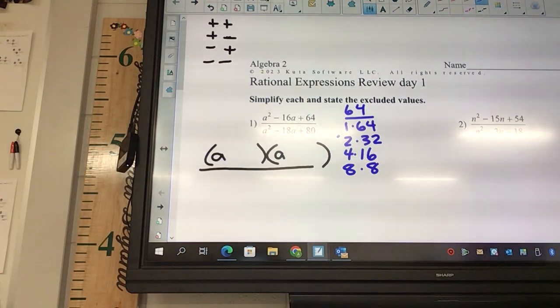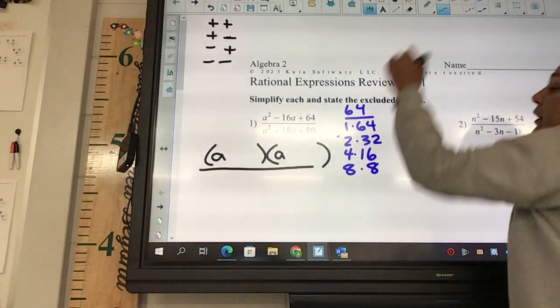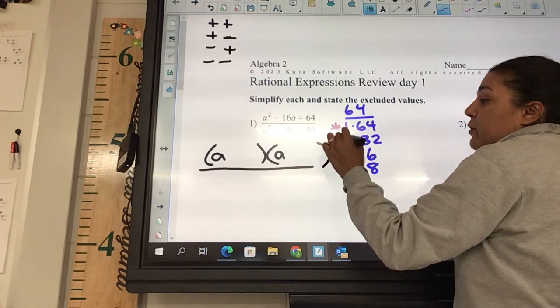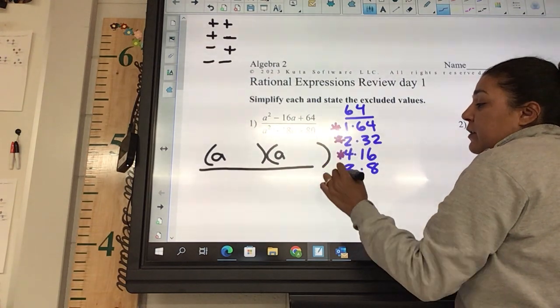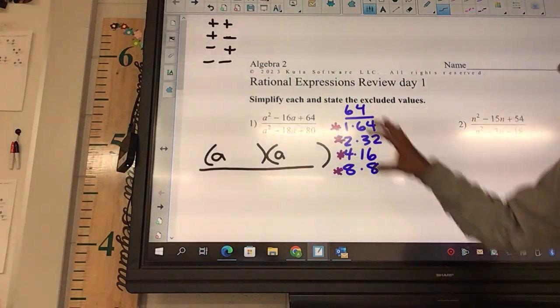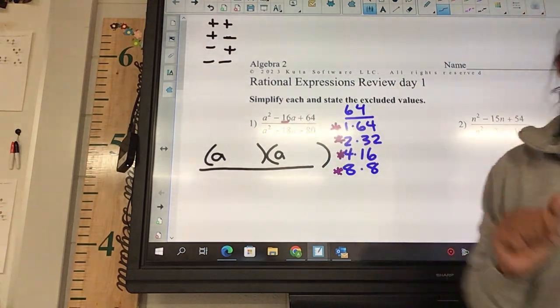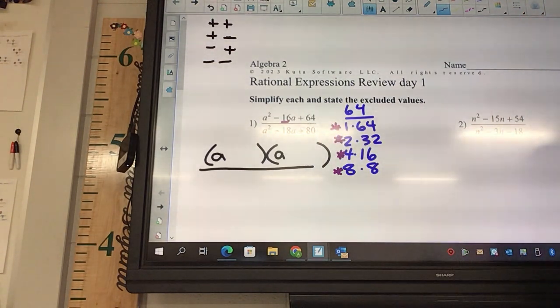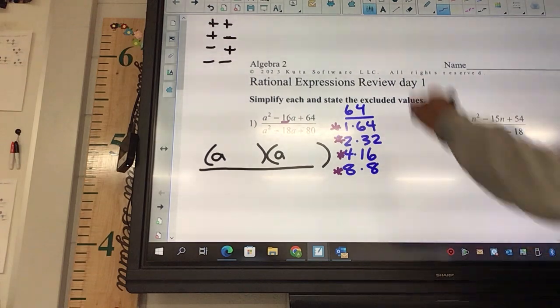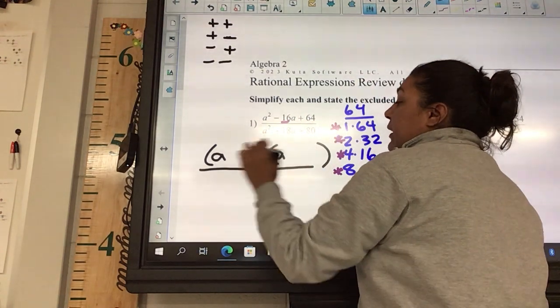With these numbers, the 1 and 64 go together. 2 and 32 is a group. 4 and 16 is a group. 8 and 8 is a group. I need one of these sets of numbers to give me a 16. What numbers can I use? 8 and 8. So we can say 8 and 8.